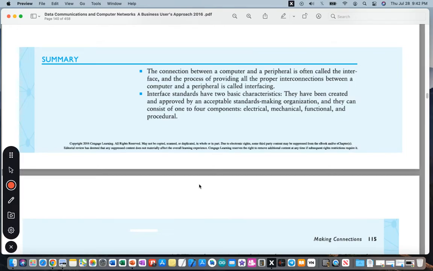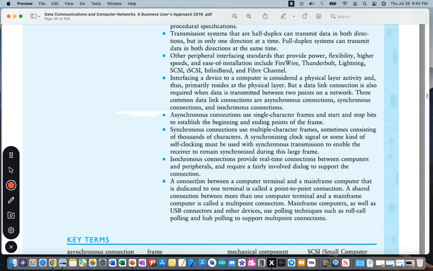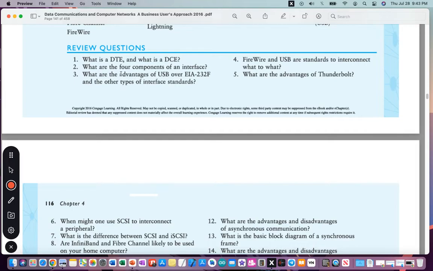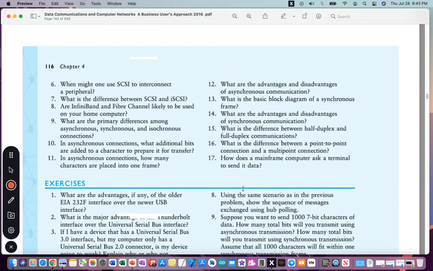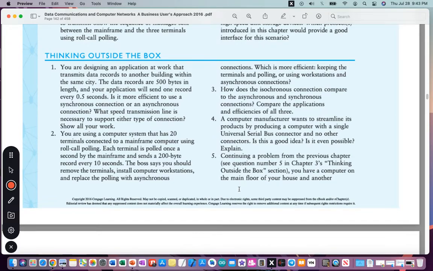All right. The summary of the chapter. The key terms: USB, Universal Serial Bus. SCSI is the Small Computer System Interface, and the like. And review questions are very interesting. Then we have exercises, of course, and thinking outside the box.